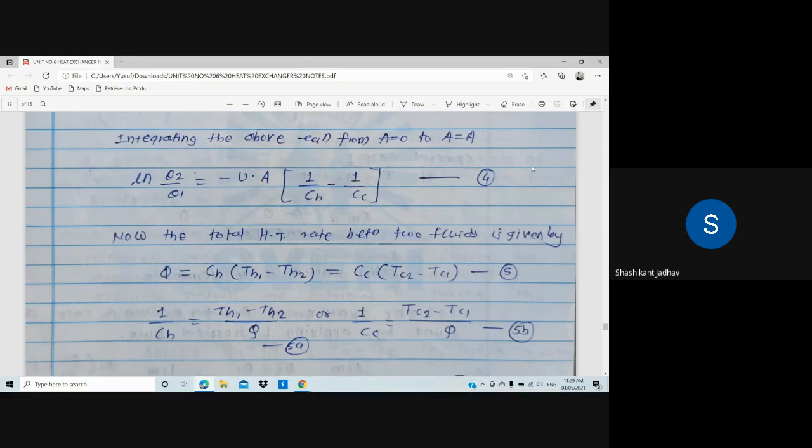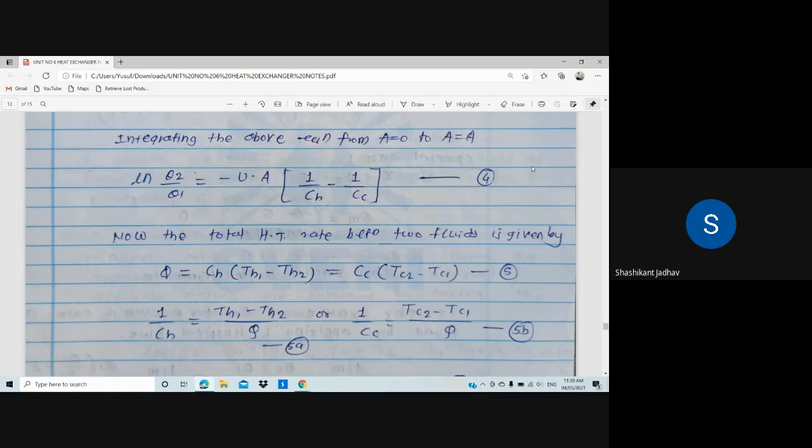Okay, so already we know how to write the equation for the heat transfer rate, that is Q is equal to m Cp delta T, and this product m Cp is the heat capacity. In that manner we have to write down the equation for the total heat transfer rate between the two fluids. So Q is equal to Ch, that is nothing but the heat capacity of the hot fluid, into the temperature difference for the hot fluid, Th1 minus Th2.